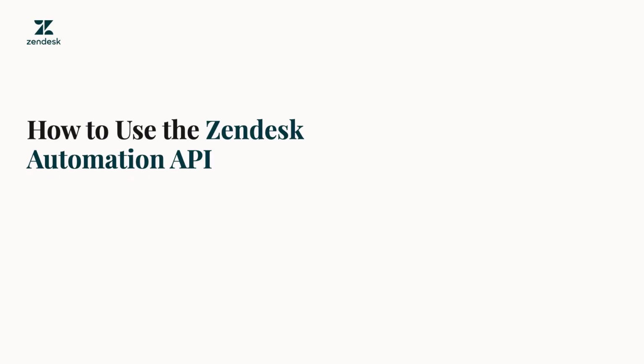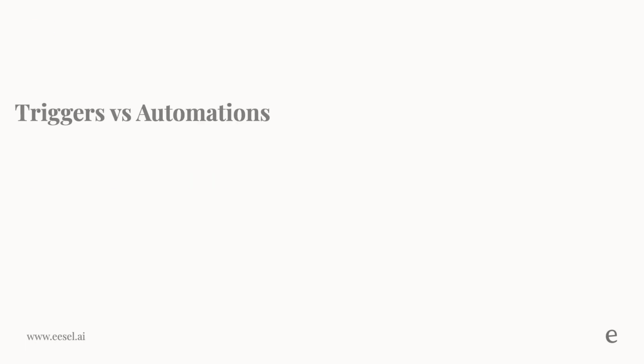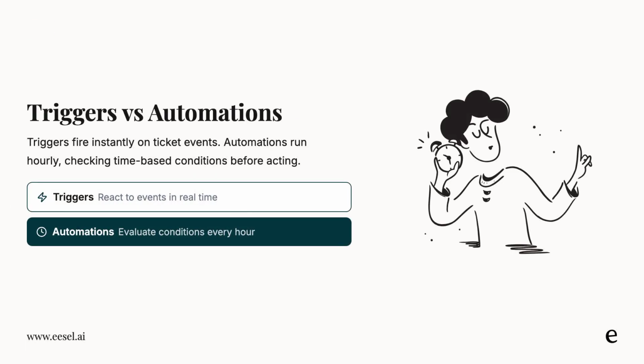Are you still managing time-based ticket rules by hand, manually escalating stale tickets, and chasing SLA breaches? The Zendesk Automation API can handle all of that programmatically, and today I'll show you exactly how to set it up. First, let's clear up the biggest point of confusion.